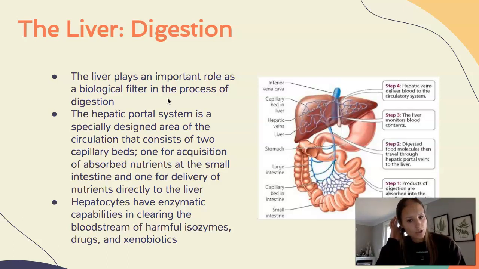First, the products of digestion are absorbed into the capillaries within the villi of the small intestine. The digested food molecules then travel through the hepatic portal veins to the liver. The liver monitors the blood contents, and then the blood is delivered to the circulation. Hepatocytes, which are the cells of the liver, have enzymatic capabilities in clearing the bloodstream of harmful isozymes, drugs, and xenobiotics, which is the primary purpose of the hepatic portal system.